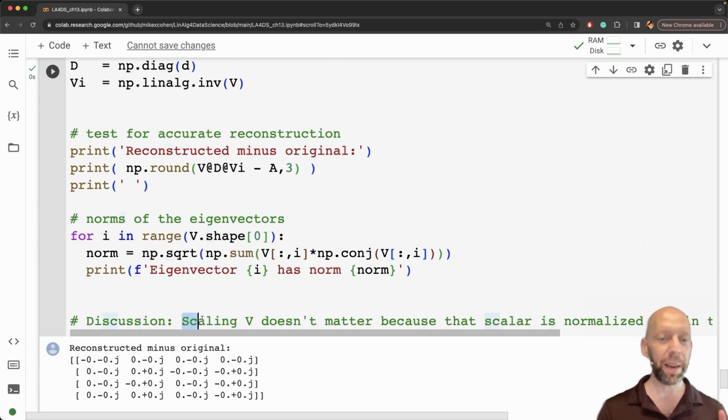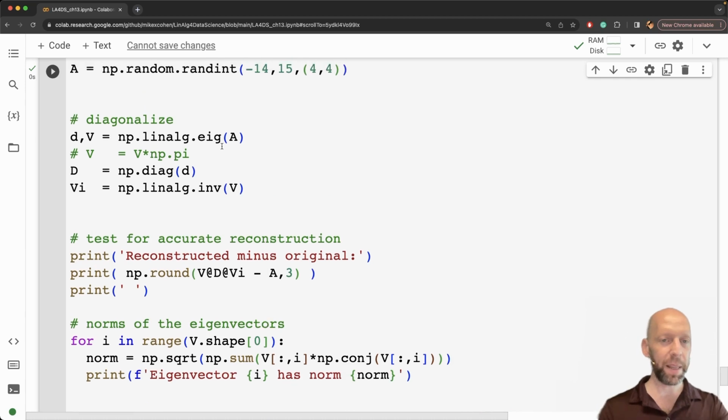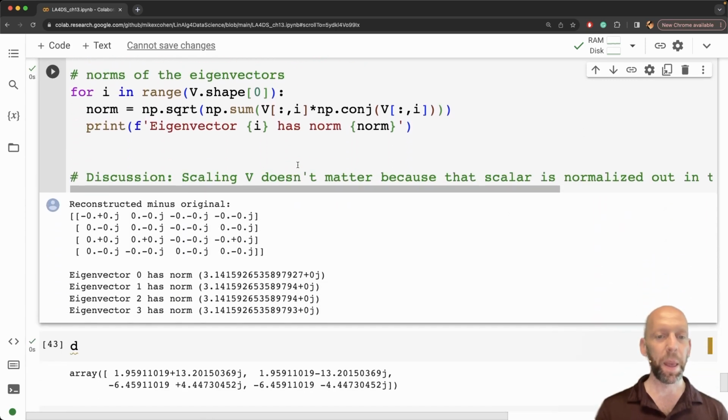We need to scale the V matrix, and that's what I do here. So now I say V equals itself times pi. So I am not changing any of the vectors, I'm not rotating any of the vectors. All I'm doing is scaling up everything in V by pi. And now when we run this code again, interestingly, we see that the reconstructed minus the original is still zeros.